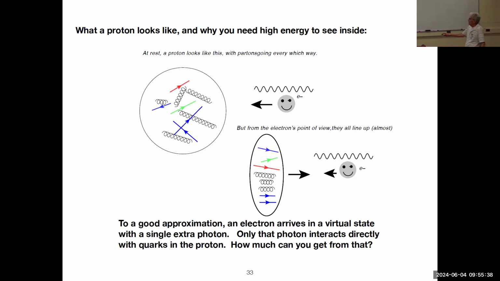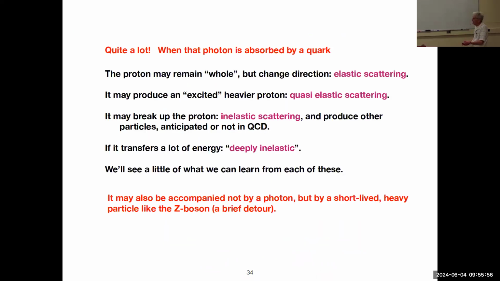So only that photon, this one here, interacts directly with quarks in the proton. And then you can ask, how much can you get from that? And that's going to be the subject of the next lecture, how much you can get. And so, not to take anything away, quite a lot.